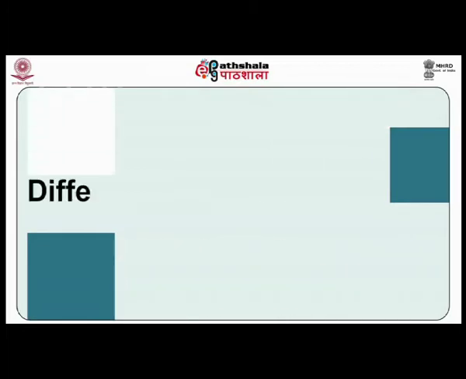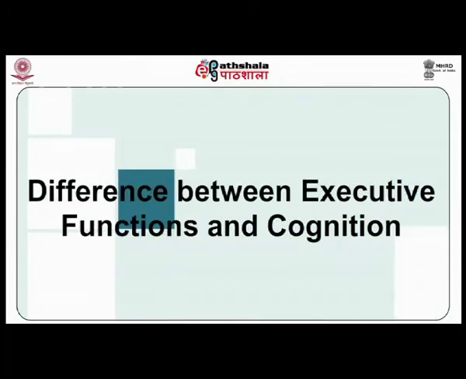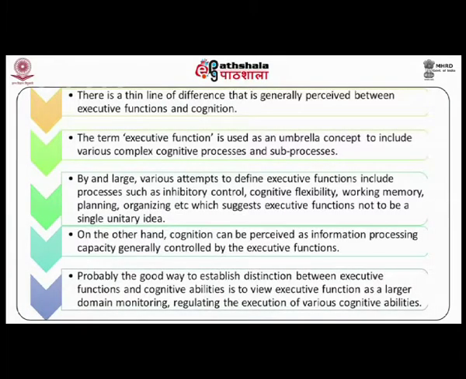Cognition. Difference between executive functions and cognition. There is a thin line of difference that is generally perceived between executive functions and cognition. The term executive function is used as an umbrella concept to include various complex cognitive processes and subprocesses. By and large, various attempts to define executive functions include processes such as inhibitory control, cognitive flexibility, working memory, planning, organizing, etc., which suggests executive functions not to be a single unitary idea.